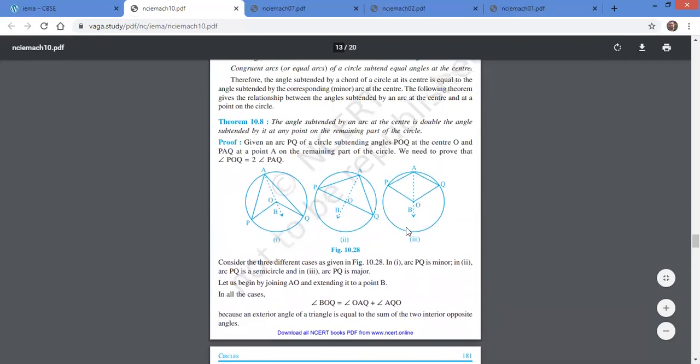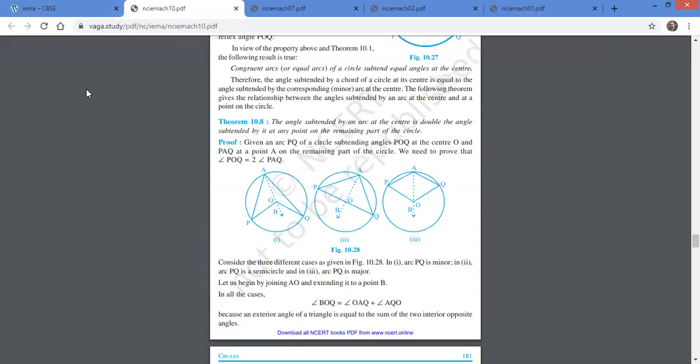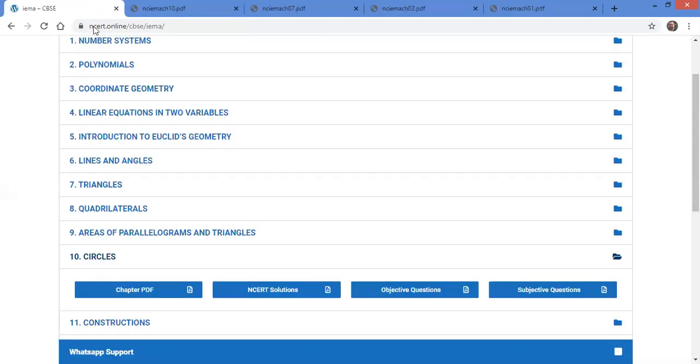This is a very important theorem. So this can be asked in the exam. That is theorem 10.8. So nothing major in circles. It remains as it is. Okay. Then we go to the next chapter, that is construction.